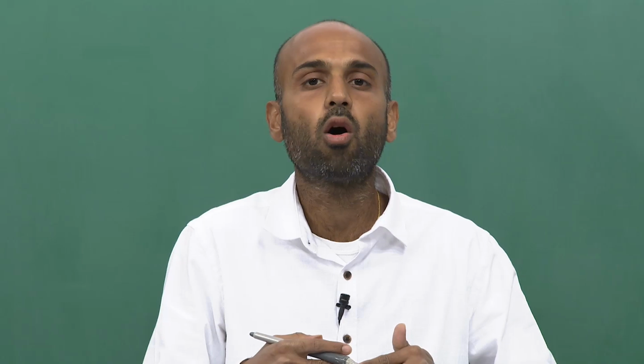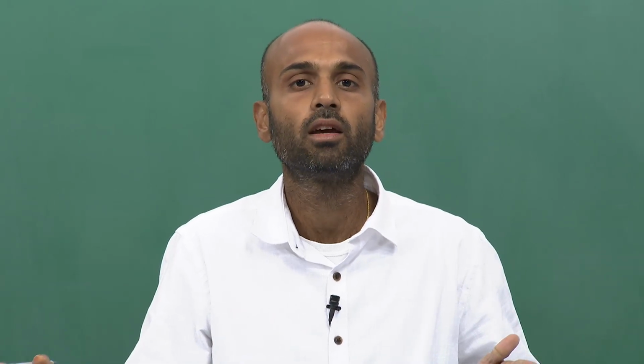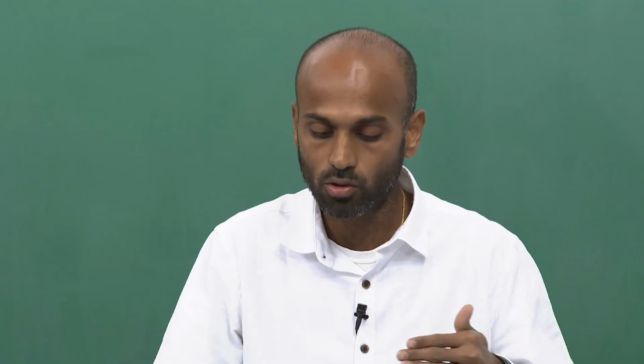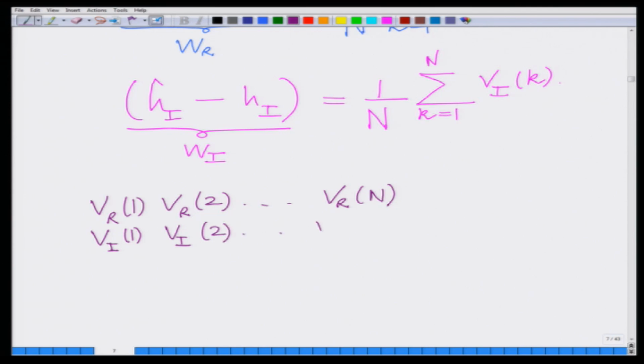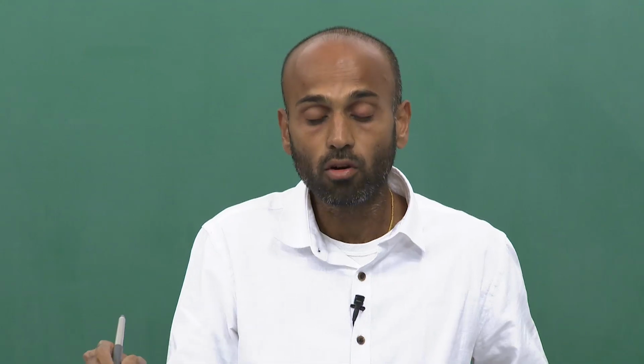Therefore, all these noise components, that is vR1, vR2 up to vRn, vI1, vI2 up to vIn are all mutually independent, in fact independent identical Gaussian. So now if you look at all the noise samples taken in total, vR1, vR2 up to vRn, vI1, vI2 up to vIn, all of these are in fact IID Gaussian, mean 0, variance σ² by 2.